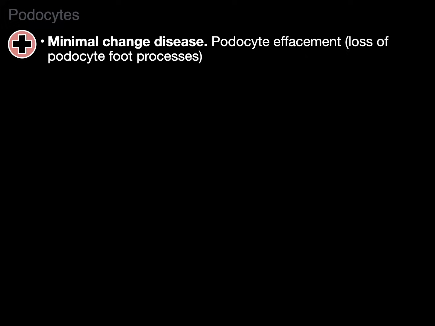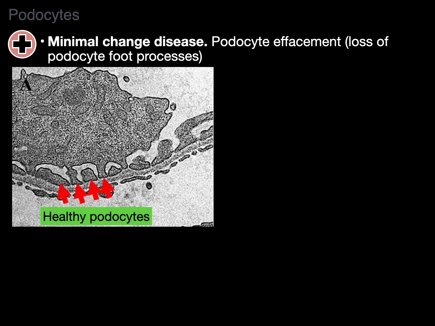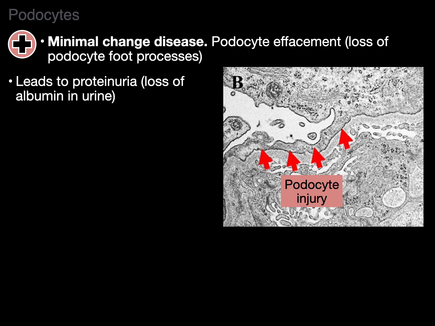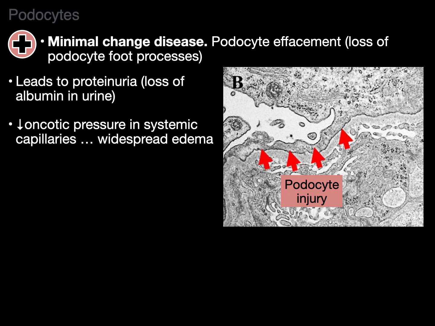Minimal change disease is a condition where there's podocyte effacement, or a loss of the podocyte foot processes. It's called minimal change disease because under light microscopy, you can't really see any difference. But when you look under EM, here's what healthy podocyte foot processes should look like. But this is what they look like when you have podocyte injury with podocyte effacement in minimal change disease. And what happens is it leads to proteinuria, loss of albumin in urine.